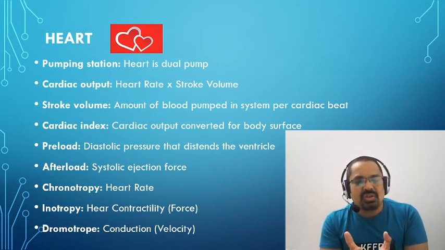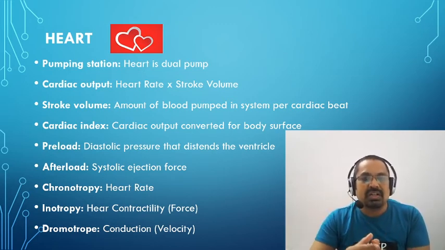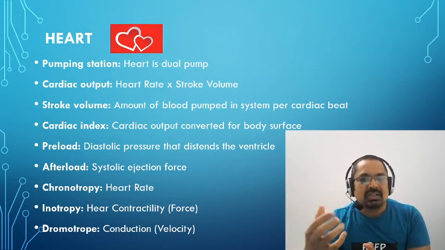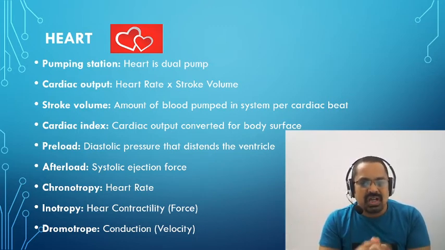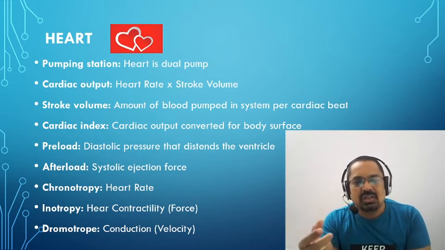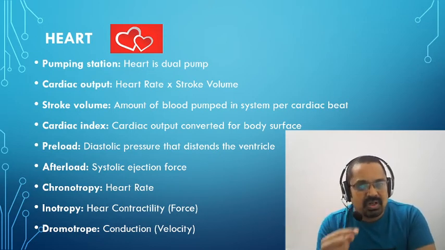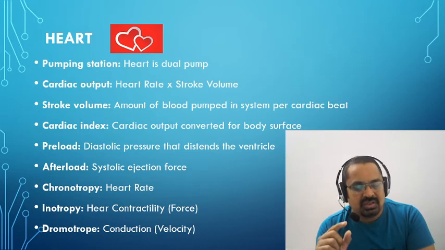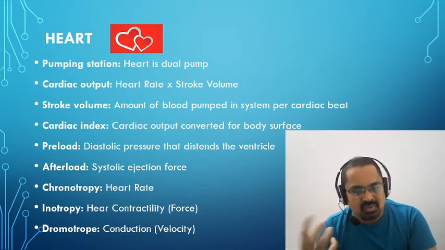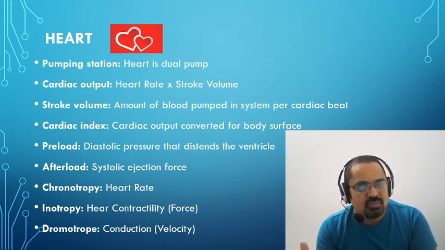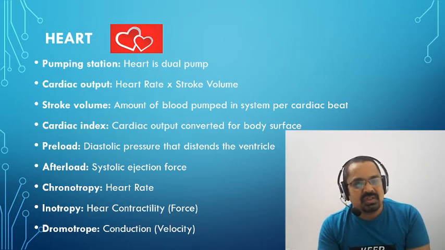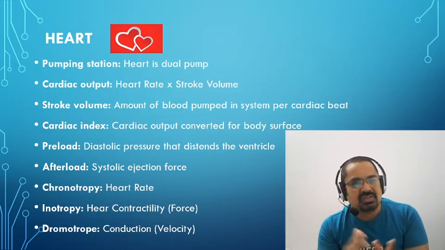So cardiac output is the total amount of blood given out by the heart in 1 minute, and stroke volume is the amount of blood given out per pump, per heartbeat. So within 1 beat, the amount thrown out is called the stroke volume, whereas the total amount sent within 1 minute is called the cardiac output.